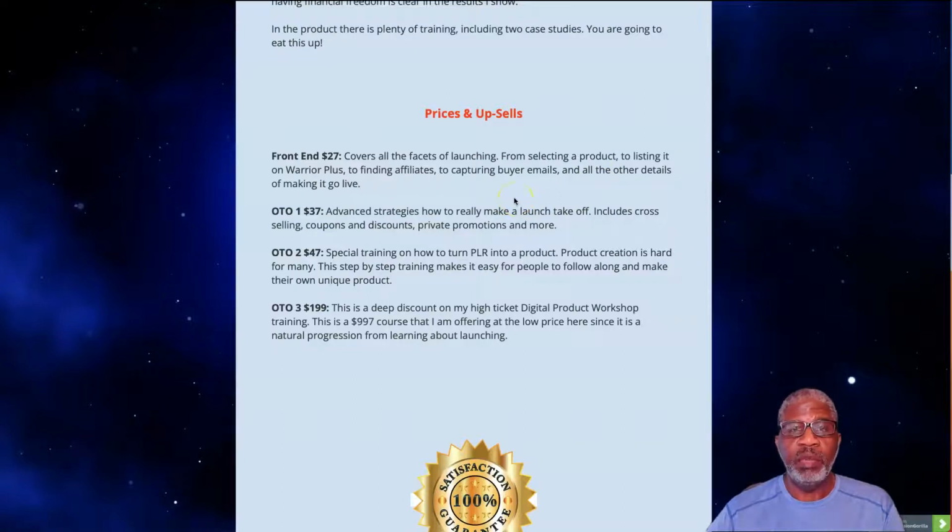And then there are a few one-time offers. OTO number 1 for $37 is advanced strategies on how to really make a launch take off. It includes cross-selling, coupons and discounts, private promotions, and more. OTO number 2 for $47 is special training on how to turn PLR into a product. Product creation is hard for many, so this step-by-step training makes it easy for people to follow along and make their own unique product.